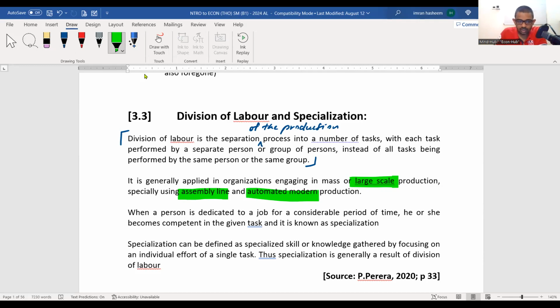Then your professor also gives a definition for specialization. Specialization can be defined as specialized skill or knowledge gathered by focusing on an individual effort or a single task. Thus, and that's very important, specialization is generally a result of division of labor. So first we have to practice division of labor. Division of labor is more practically practiced when you have large-scale production.